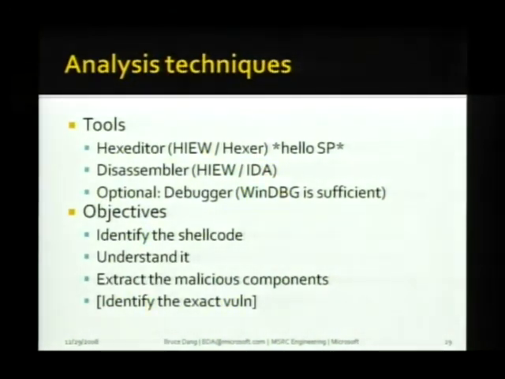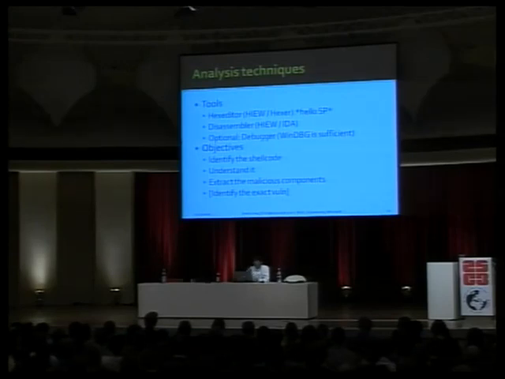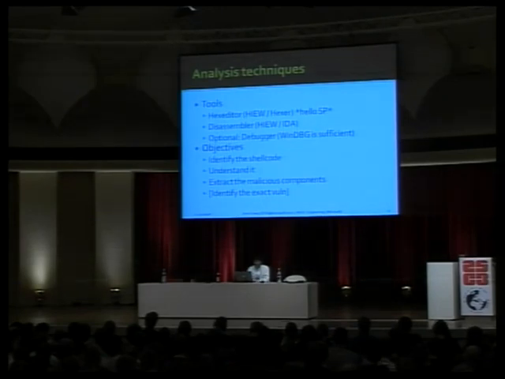And the objective, when you analyze these things, is first to identify the shellcode, and then understand what it does. Most of the time, you really don't need to understand every single aspect of the shellcode, because sometimes you get thousands of these samples, and you don't want to go through and understand every single one of them. Most of them are the same anyways. Then you extract the malicious component, typically the Trojan. And if you're an IDS or an AV company, you also want to determine what the vulnerability is. That's optional, but most people don't need to do that.